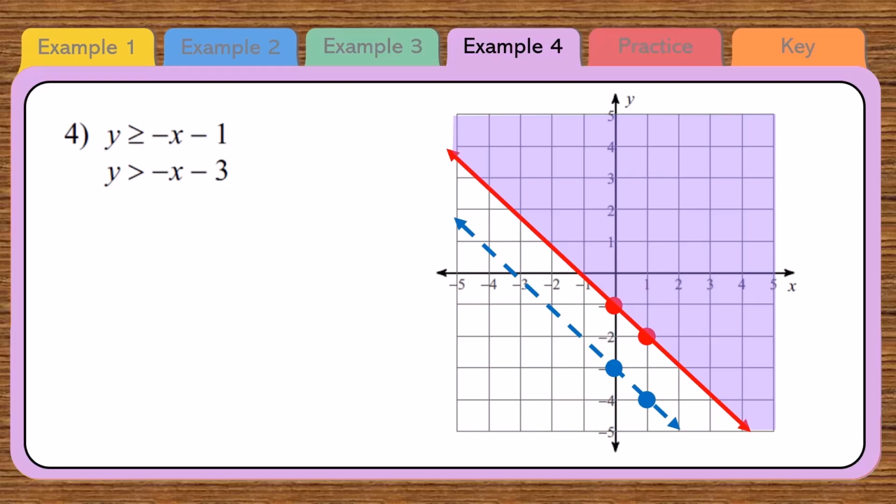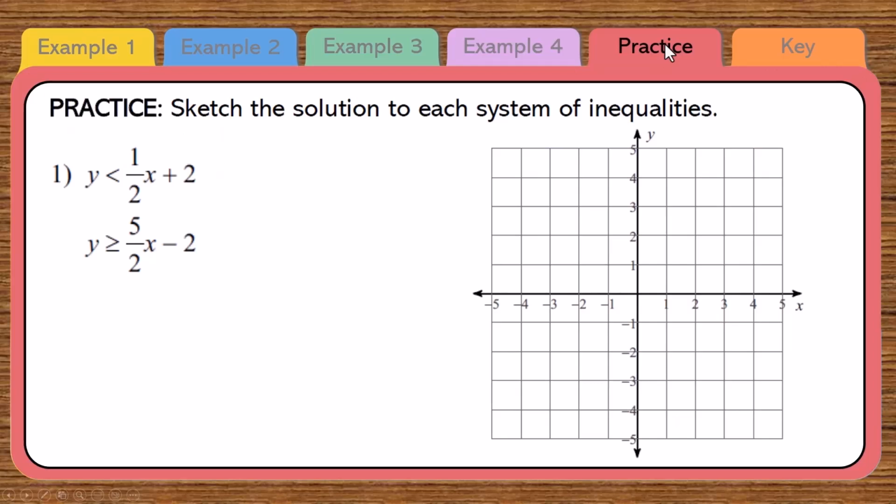If you have the handout, you got 4 practice problems you have to do. If you don't, I'm going to show them to you on the screen. Make sure you pause, do the problems. Here we go.